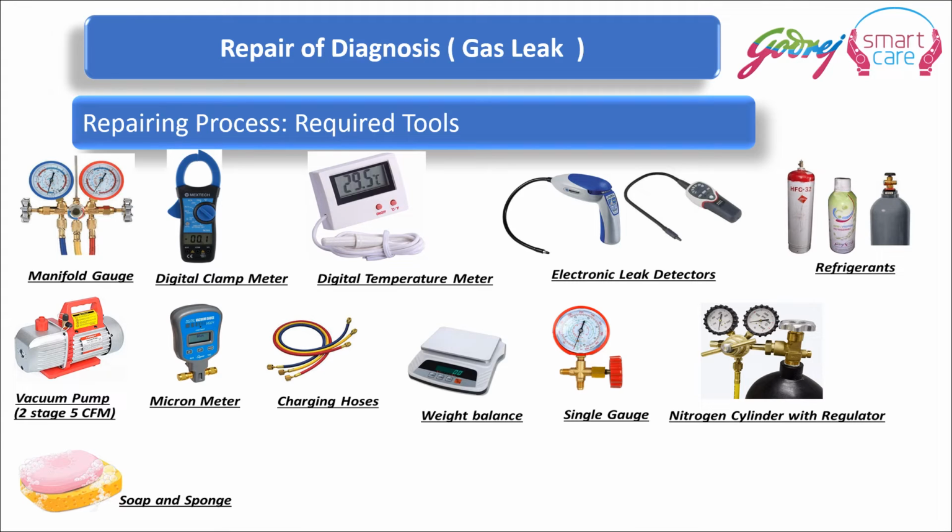Then we would require charging hoses for different pressures of air conditioning refrigerants. There are different charging hoses. Then we need a weigh balance unit, a weighing scale, so that we know exactly the amount of refrigerant that we are dosing into the system. We need a single gauge. We need a nitrogen cylinder for flushing. We need a nitrogen cylinder also to fill nitrogen up to a certain pressure, so that we can check for leaks and check the holding pressure. We need a soap and sponge unit, so that through the bubble method we can check for leaks.